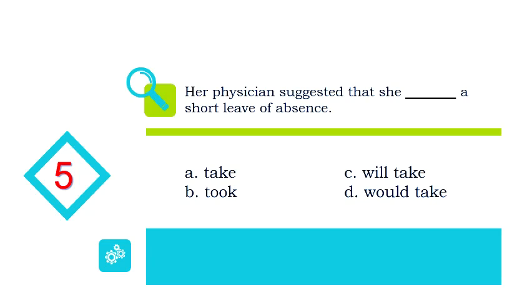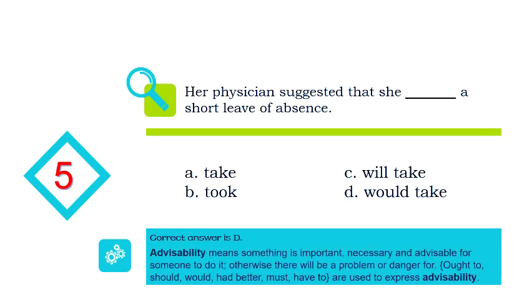Let's try to look at the key terms. The physician suggested. That means that the physician is giving a piece of advice. And what's the rule in giving an advice? It says here, advisability means something is important, necessary, and advisable for someone to do it. Thus, ought to, should, would, had better, must, have to are used to express advisability.